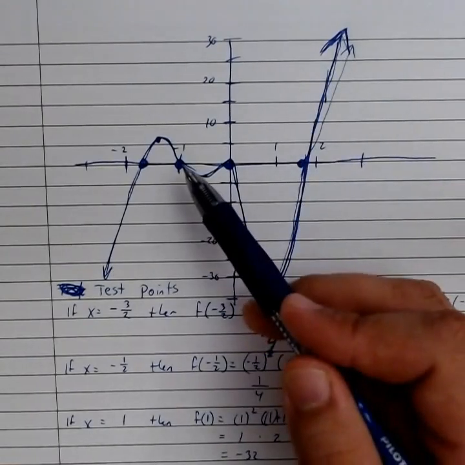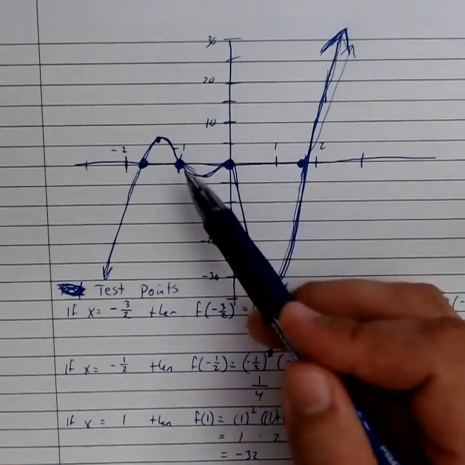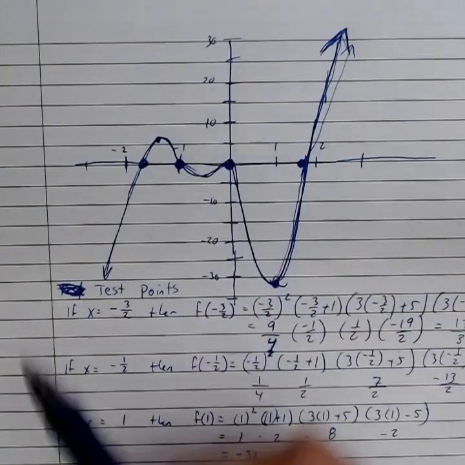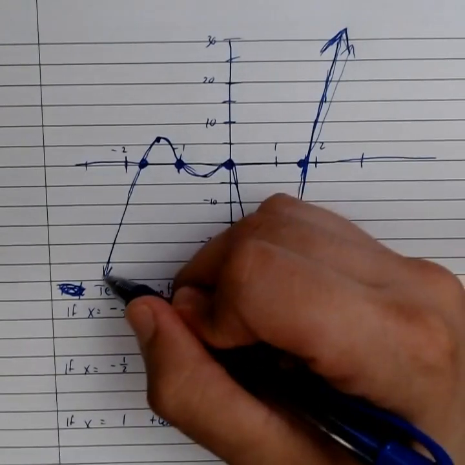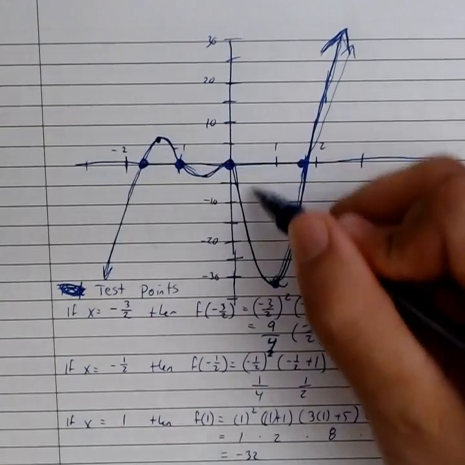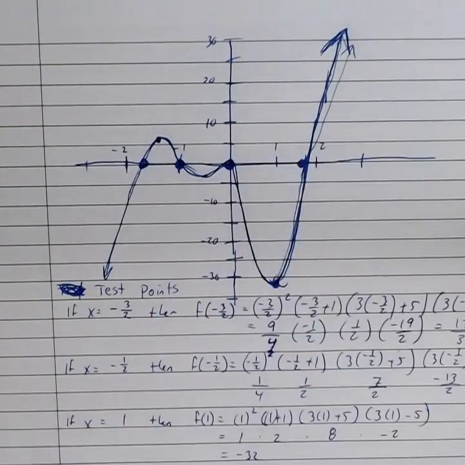There shouldn't be any holes. You shouldn't have anything missing. There shouldn't be any jumps from one part of the graph to the other. You should be able to get from one end behavior to the other without ever lifting your pen. For any polynomial function, that'll be the case.